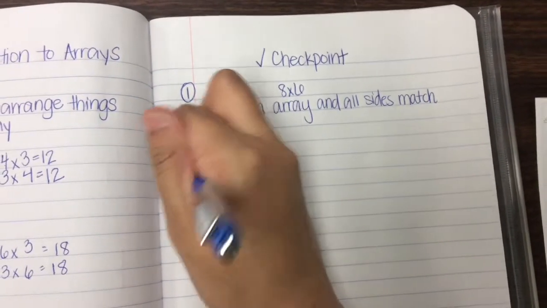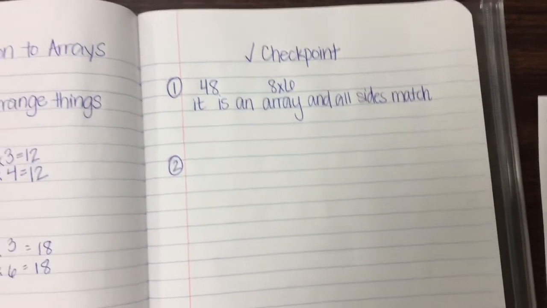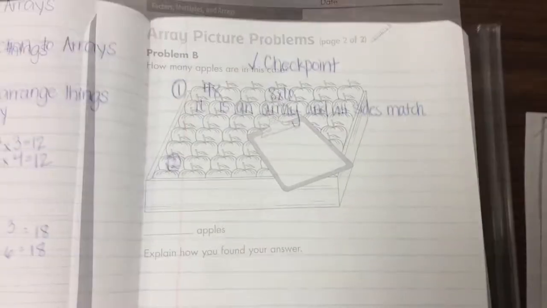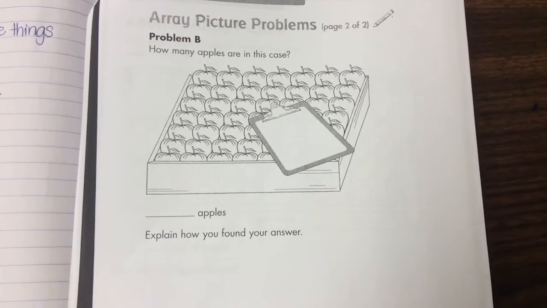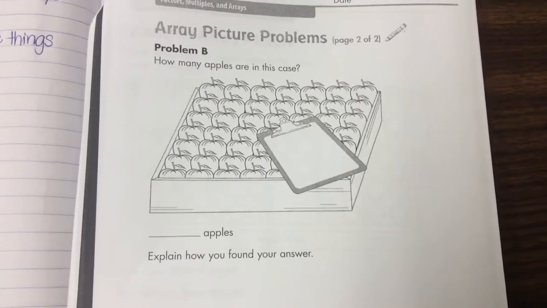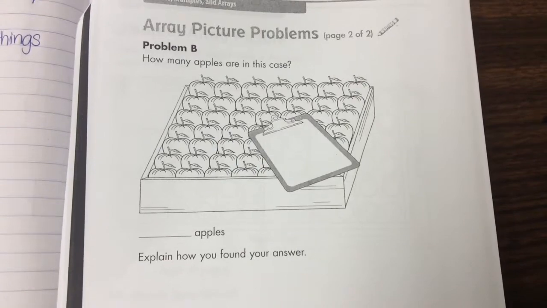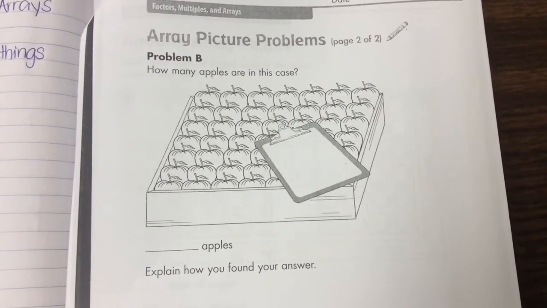Okay, let's do the next one. Remember, you're checking this in red pen. All right, here's the next one that I'd like you to do. How many apples are in this case? Write down how many in your journal and explain how you found it. Press pause to answer the question and press play when you're ready to check.